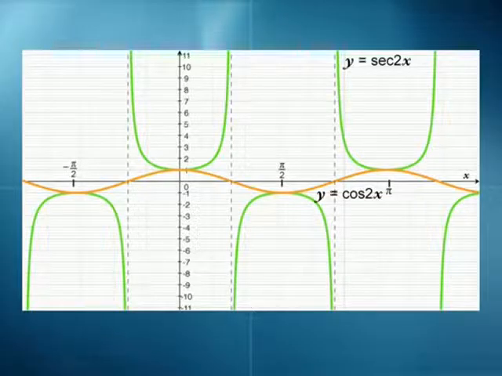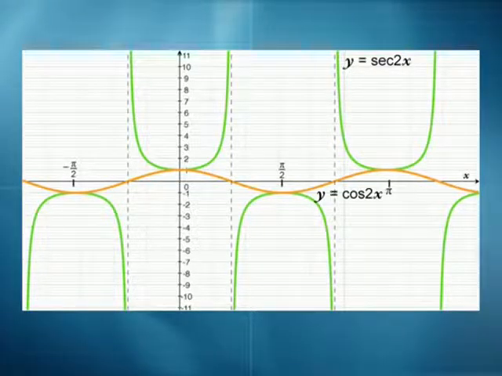How do you get those asymptotes? Well, if the cosine is ever 0, then you've got an asymptote for the secant. And notice that the yellow graph is 0 at pi over 4. So that must be a vertical asymptote for the secant function. Again, a nice interplay between secant and cosine, and the same kind of dance would be between cosecant and sine.